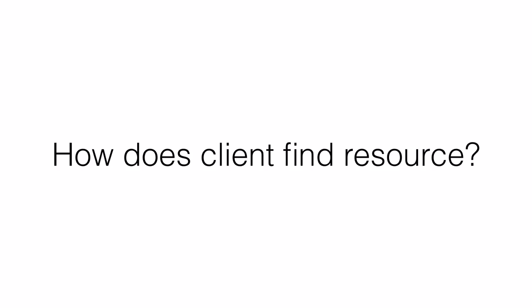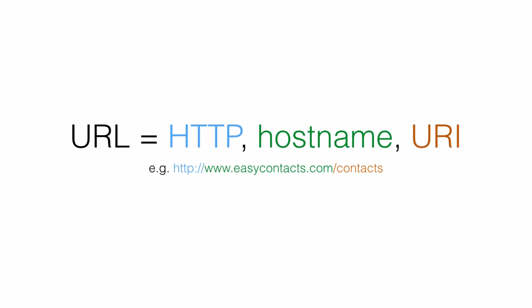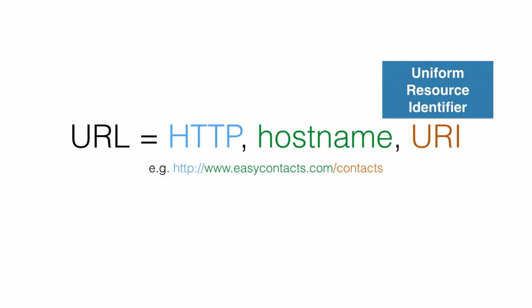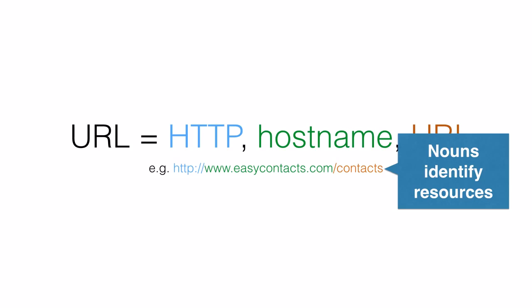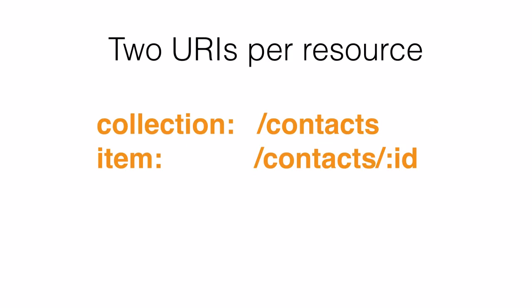So how does the client find the resource? How does the client make that request? To do that, the client just needs a URL, which we're all familiar with, a Uniform Resource Locator. It consists of three things: HTTP, which is the protocol; a host name, which means the server where this resource is; and a URI, a uniform resource identifier. Basically, the uniform resource identifier is a noun that represents the resource. We use nouns, and that's just the convention.